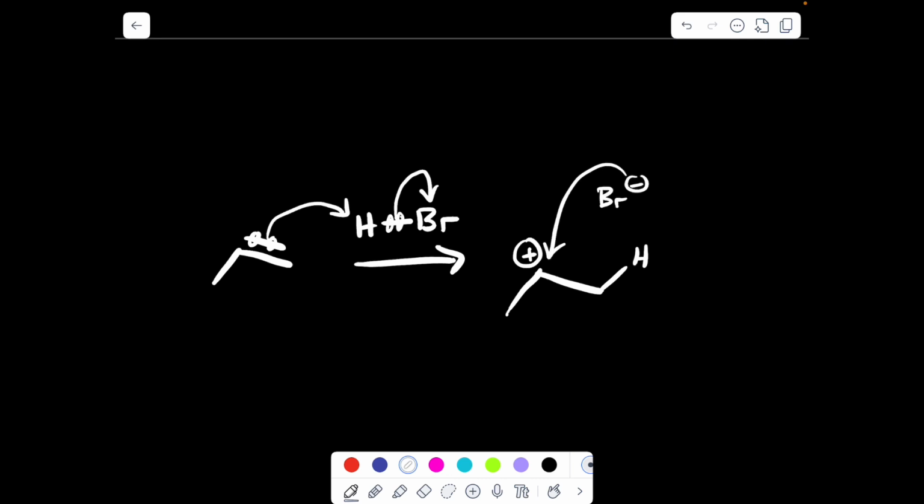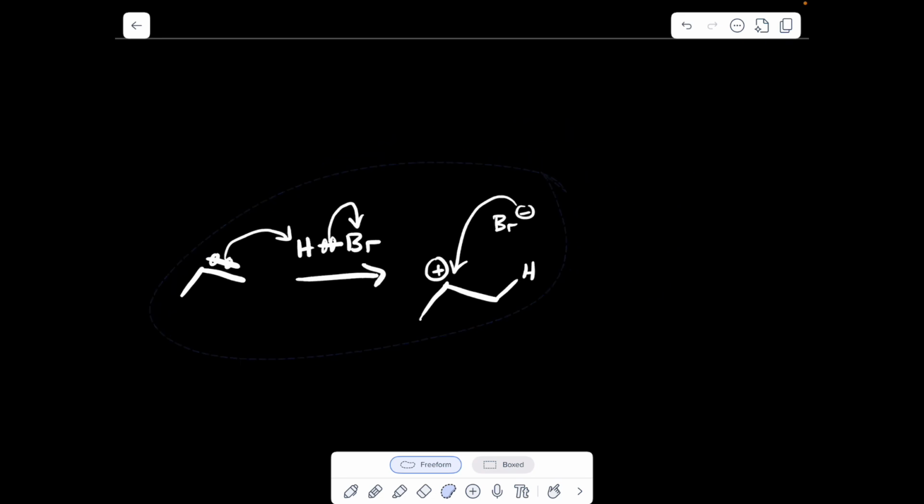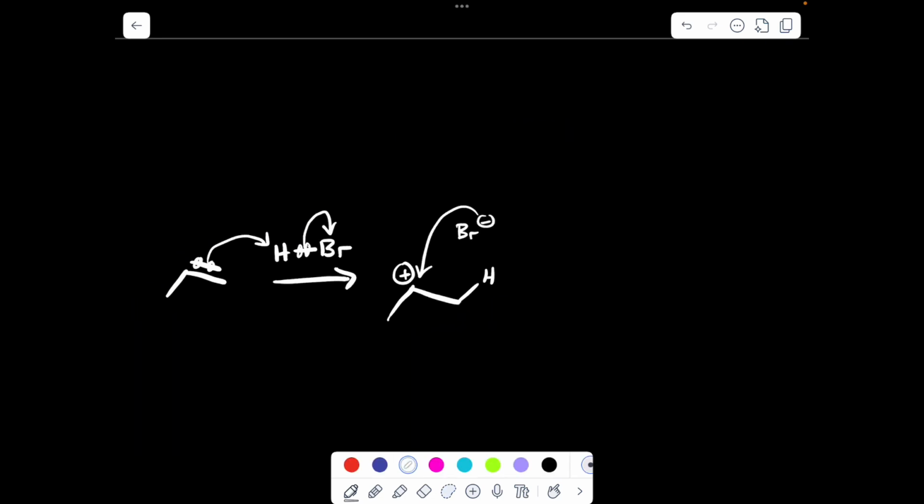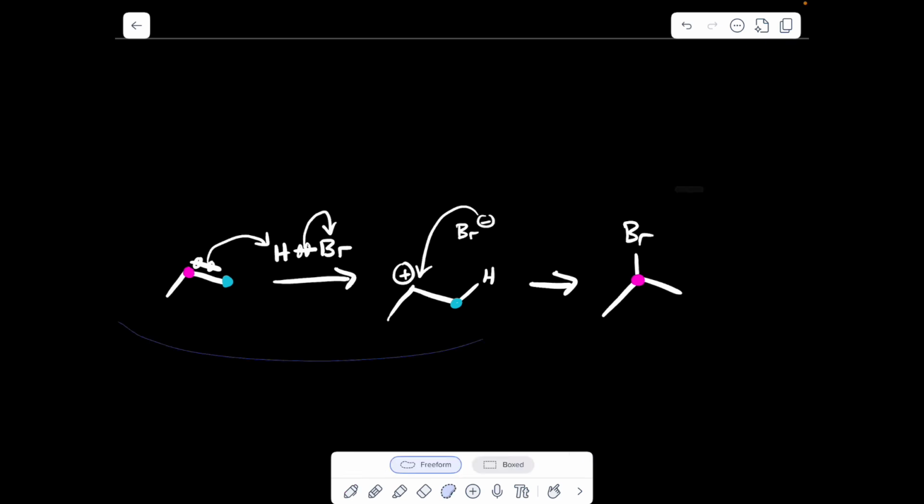And if you want a more in-depth explanation on this, I have videos, so please go watch my other ones. So then what would I get? Well, I would get a bromine on the more substituted carbon of the initial double bond. So the blue carbon was attached to more hydrogens, the pink one was attached to more carbons. So the bromine adds on to the carbon that initially was attached to more carbons. And this is a regular HBr.